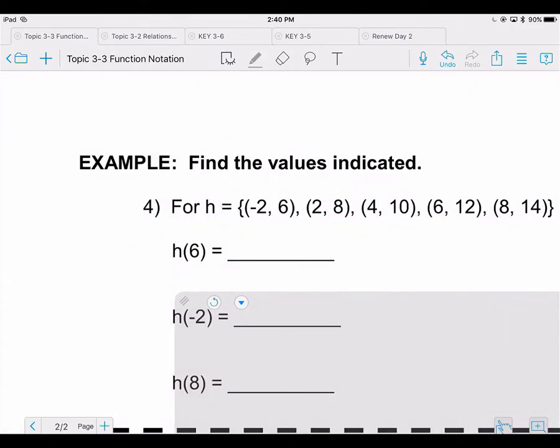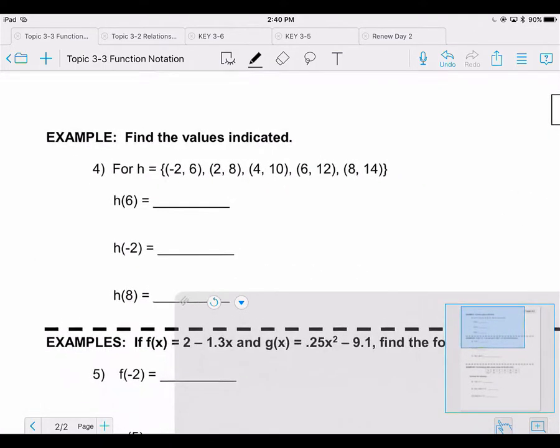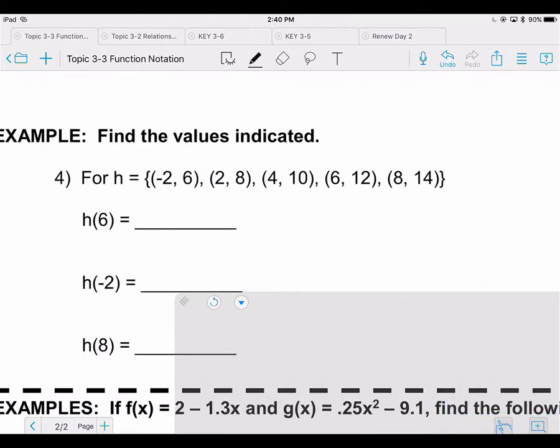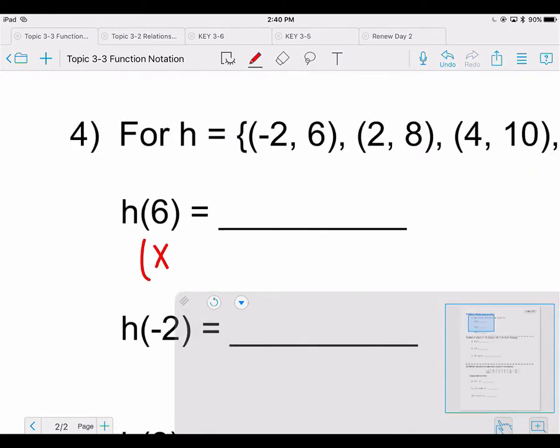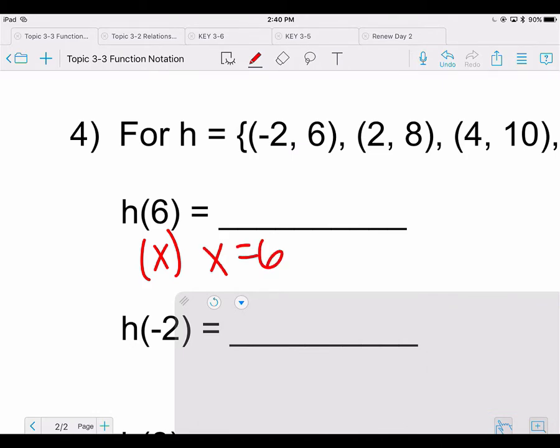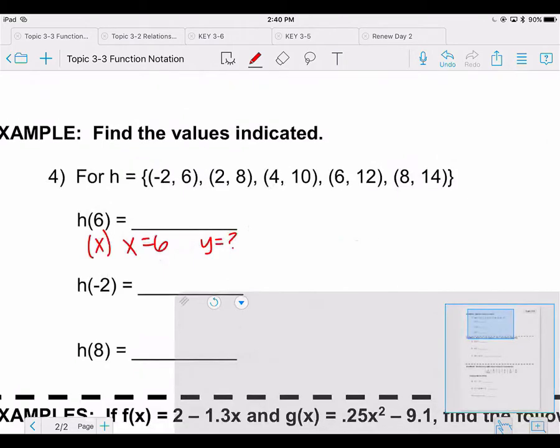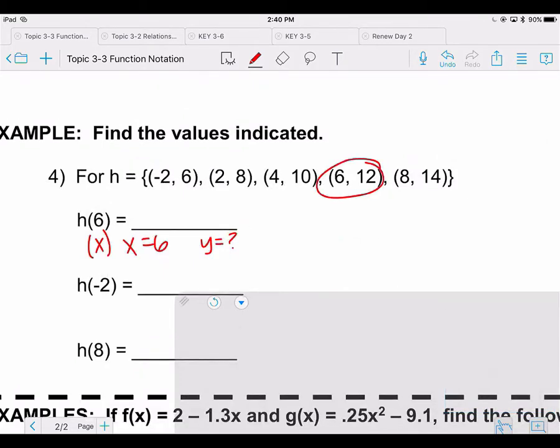On the back, they ask us to find the values indicated. Now this time, we're still using the same stuff, but instead of having a rule, we have points up here. So the h function has certain points that have been listed. Remember, on the inside is x. So here they're saying x is 6. What is y? So I'm going to go find where is x 6. When x is 6, y is 12.